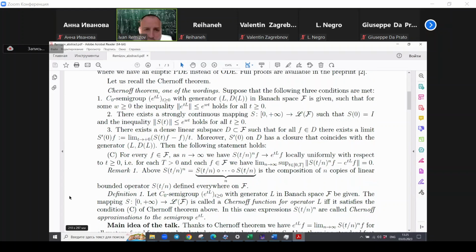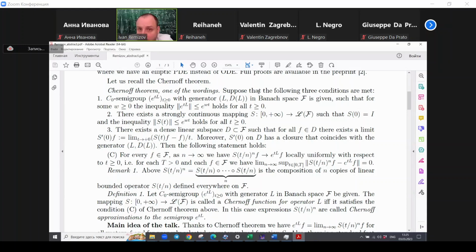Let us recall the Chernoff theorem. There are many wordings of the Chernoff theorem. Paul Chernoff originally proposed his theorem for contracting semigroups. Then there were many improvements of that result. I will use this wording because it will go in line with the main theorem that I would like to show today.